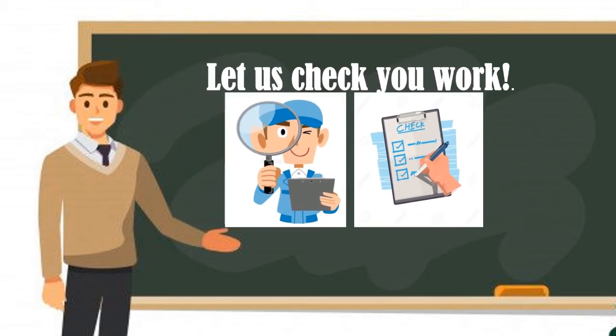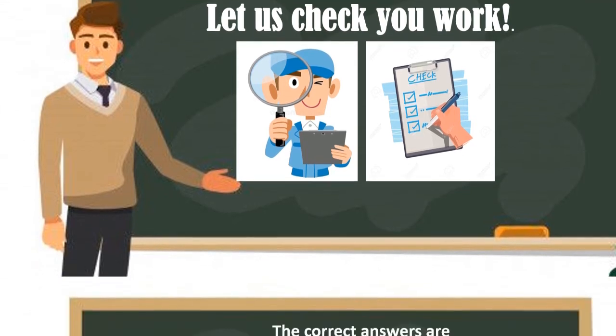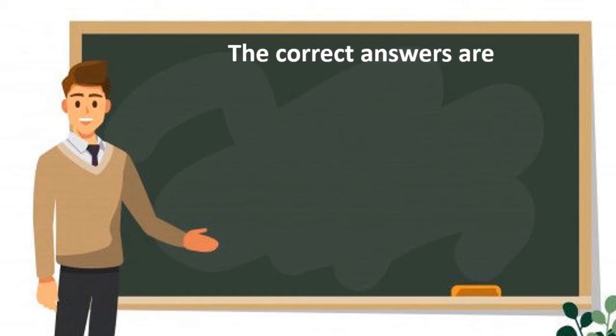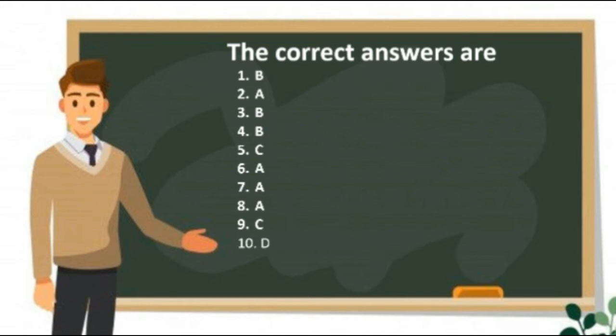Now let us check your work. The correct answers from 1 to 10 are 1. B. 2. A. 3. B. 4. B. 5. C. 6. A. 7. A. 8. A. 9. C. And 10. D.